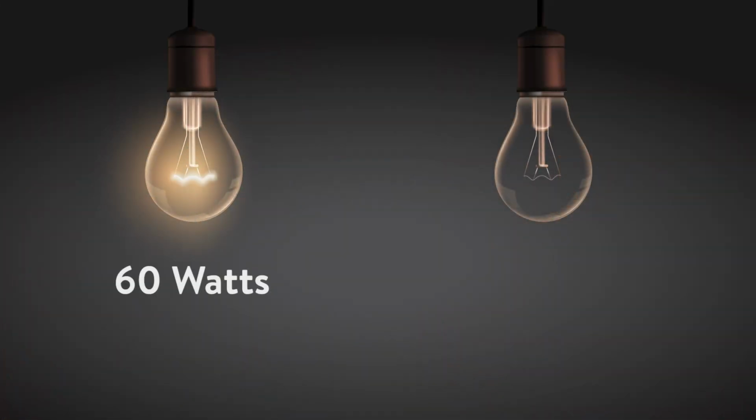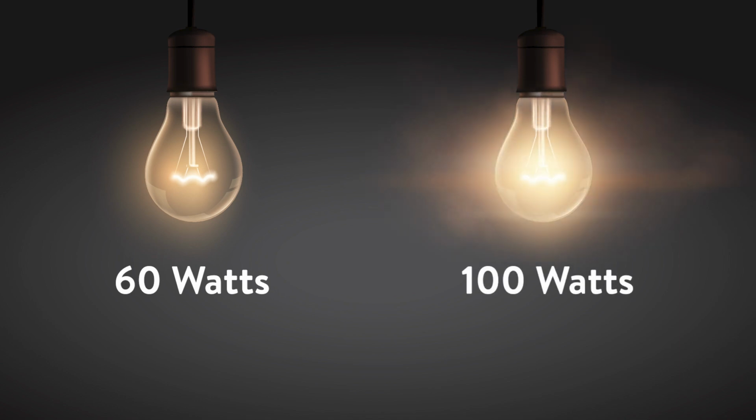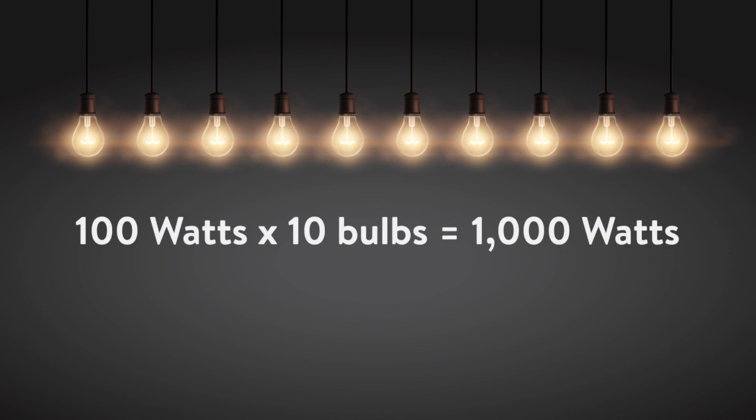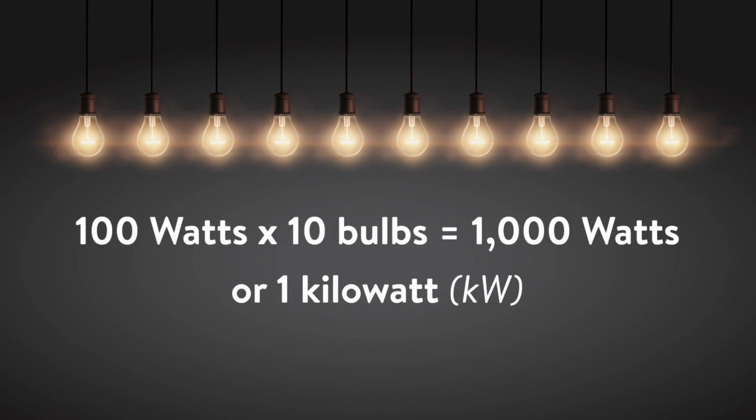First, let's talk about the difference between kilowatts and kilowatt hours. A watt is a measure of power. It measures how much power an electrical appliance uses to do work. A 60-watt light bulb uses 60 watts of power to make light, and a 100-watt light bulb uses 40 watts more power to make light, and it is brighter in part because of the additional electricity it uses. If you turned on 10 100-watt light bulbs at the same time, the total wattage would be 1,000 watts, which is the same as 1 kilowatt.